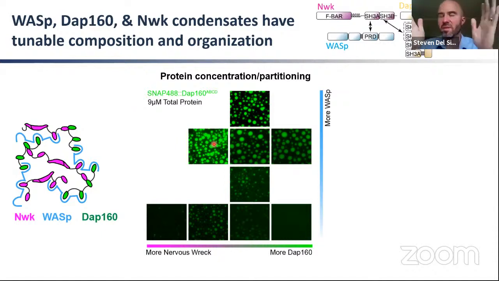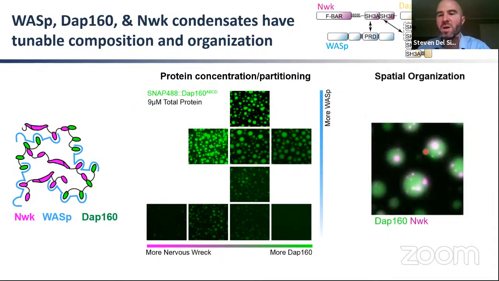So the only important part here is simply that this is a controllable property that we can, even in these discrete spots, really control what's inside them. And then we can also control the spatial organization. So if we look at the droplets where there's both DAP160 and Nervous Wreck, we see that Nervous Wreck actually forms these much brighter, smaller internal puncta. So suggesting that there can be some complex organizations.